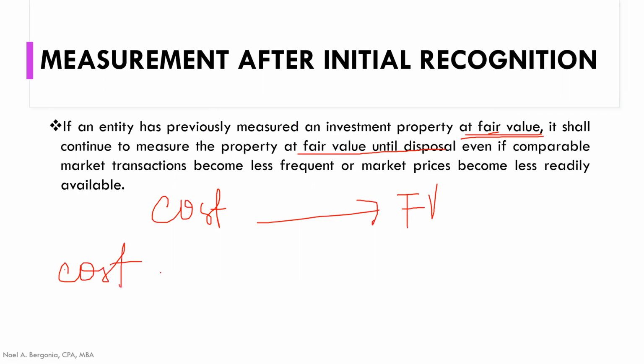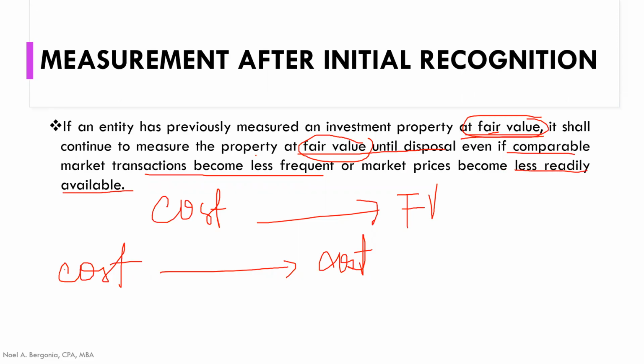So if you use the cost model until you dispose, which will be discussed later, it should still be the cost model. If you have started with the fair value model, then it should be at fair value until disposal, even if comparable market transactions are less frequent or market prices become less readily available. So still, you will be using the fair value.